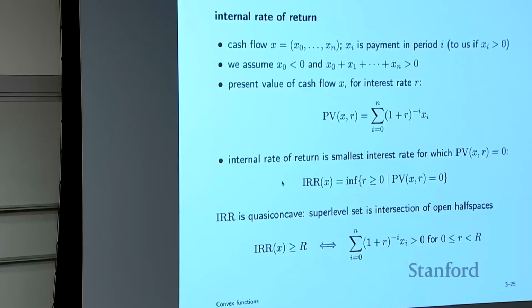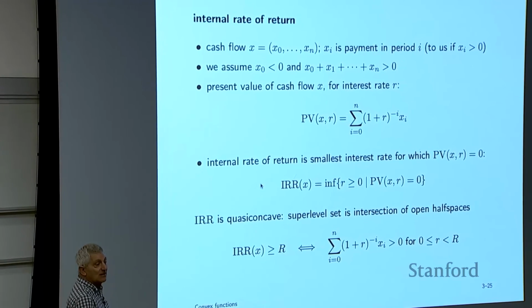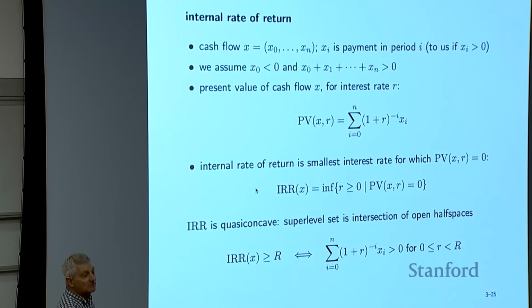This is quite practical. It's the internal rate of return. This is from accounting or something. So here it is. I have a cash flow, and it's given by a vector which is n plus 1 long, and the entries are labeled x0 up to xn. So that's a cash flow over n plus 1 periods.